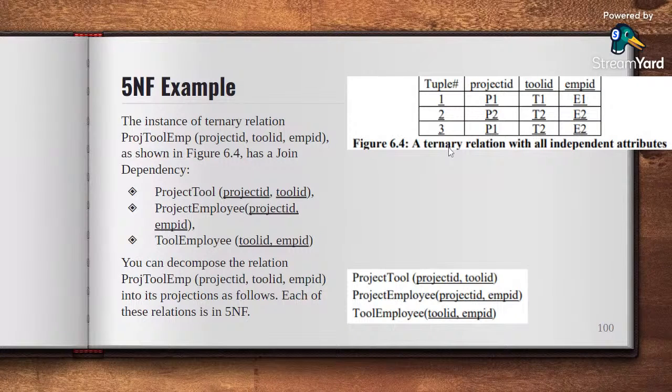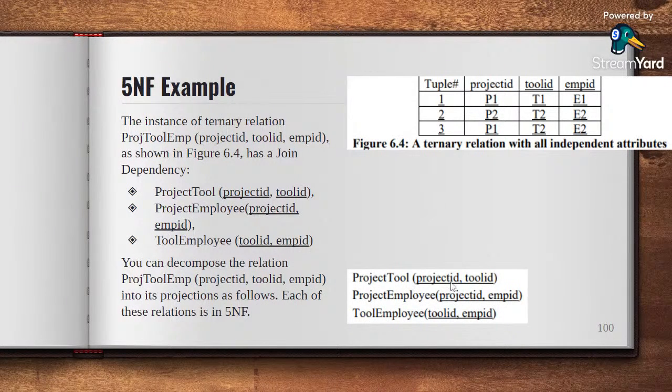So here we have project, tool, employee, and all of the attributes are independent of each other. So this table has a join dependency because it can be decomposed into three tables: project tool, project employee, and tool employee. And when you join these three tables, you'll get the original table. So we want to get rid of the join dependency to make it 5NF. So we decompose the relation into these projections.